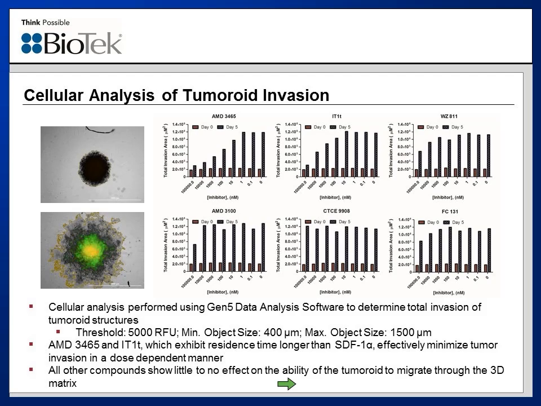The effect of residence time was further confirmed by observing the results from all 6 of the compounds that were tested. IT1T, whose residence time is longer than that of the ligand, similar to AMD 3465, also inhibits invasion in a dose-dependent manner, such as what you can see here. While all the other compounds that were tested exhibit really little or no ability to interrupt invasion through the 3D matrix, and that's shown by the results that you see with these 4 graphs here.